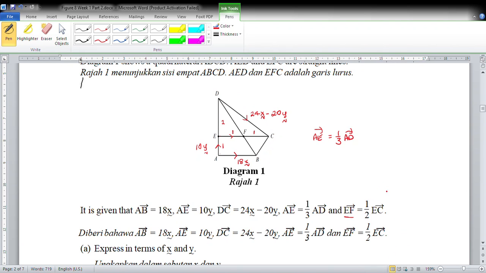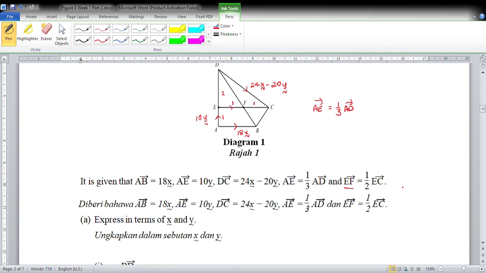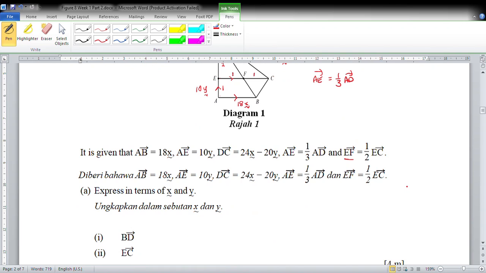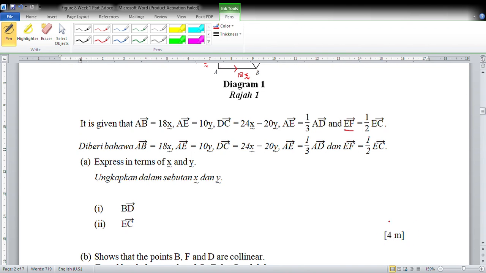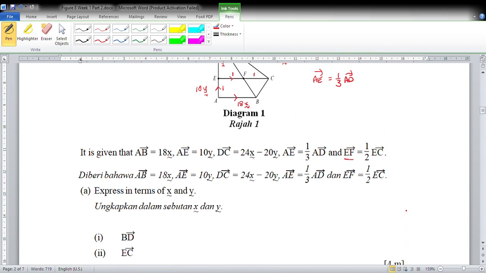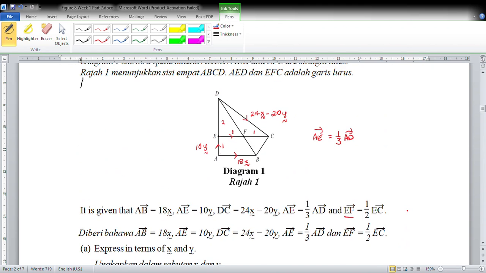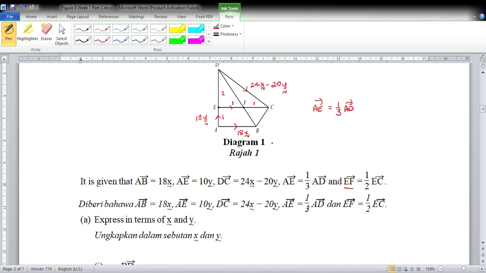Okay, what are we supposed to find? So part A, express in terms of x and y, BD and EC. Right, so you are given 4 marks, usually it's 3 to 4 marks. Okay, where is BD? So you can see BD from here, B to D. Okay, and then we also want to find E to C.